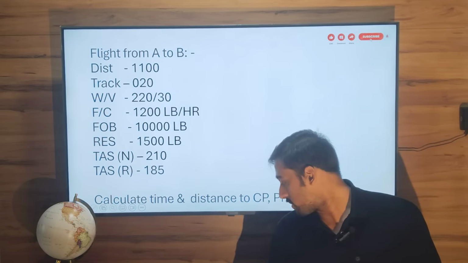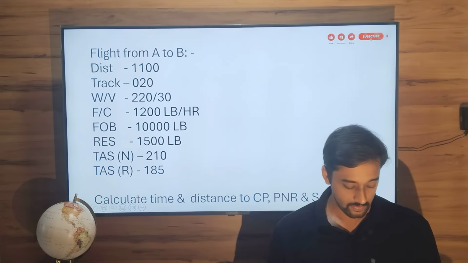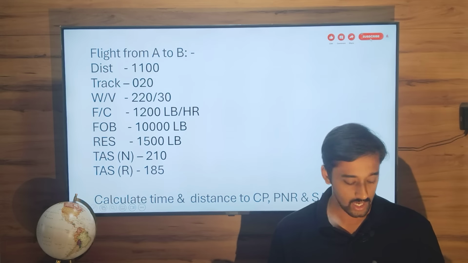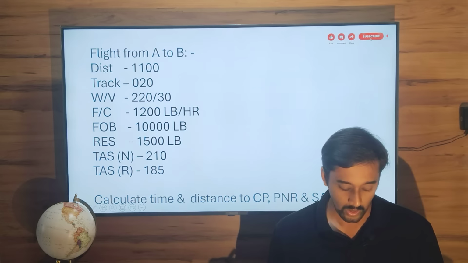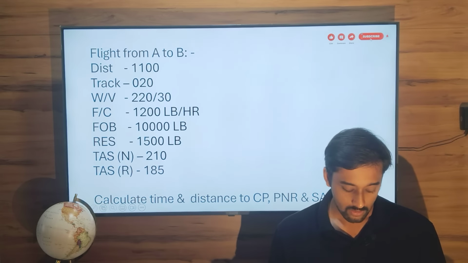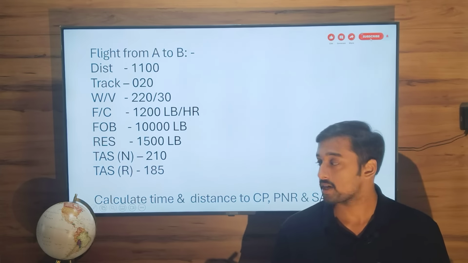Next question, question number 23. You have got a flight from A to B, distance 1,100, track 020, winds 220 at 30, consumption rate 1200 pounds per hour, fuel on board 10,000, reserve 1500.